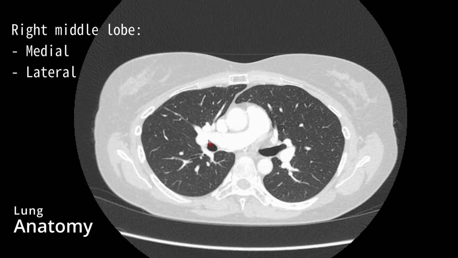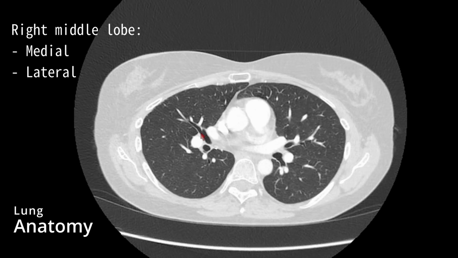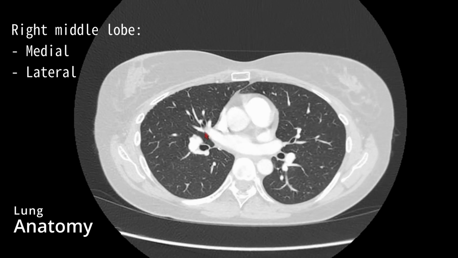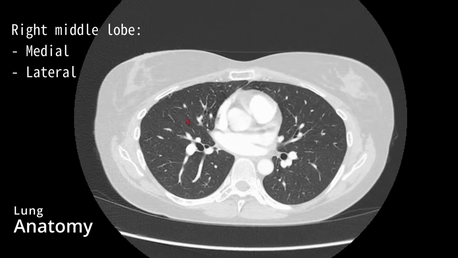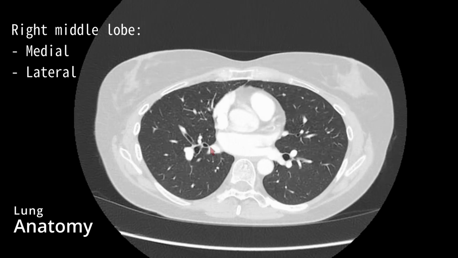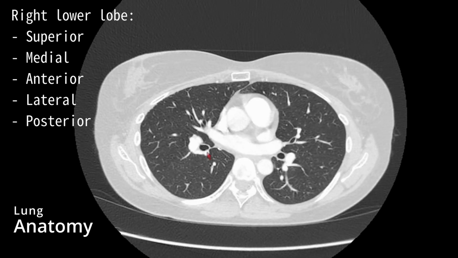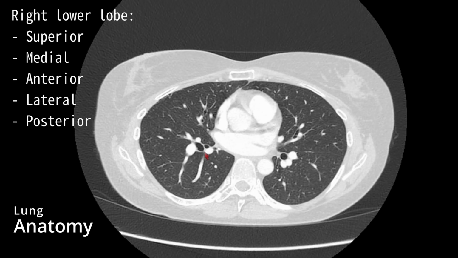Right middle lobe bronchus goes anteriorly and divides into medial and lateral segments, making 2 segments out of the right middle lobe. So this is the medial lobe branch, and this is the lateral lobe branch. And then we follow the right lower lobe bronchus, that goes and divides into 5 branches.